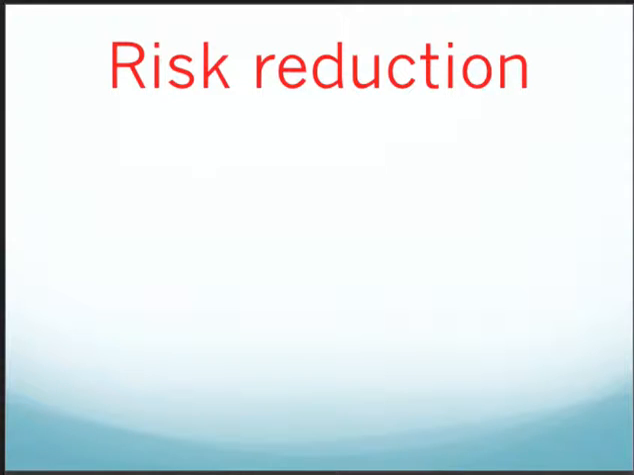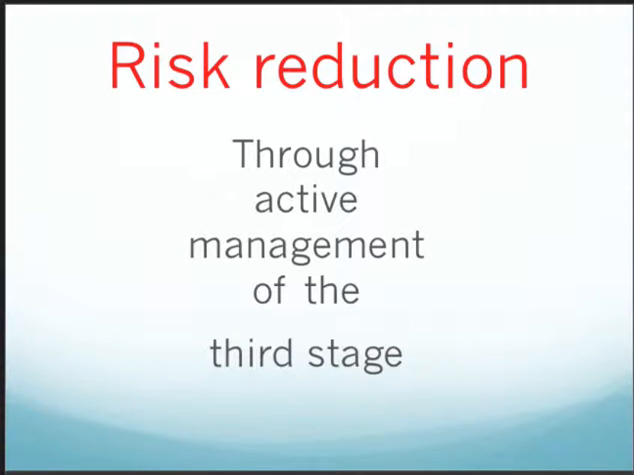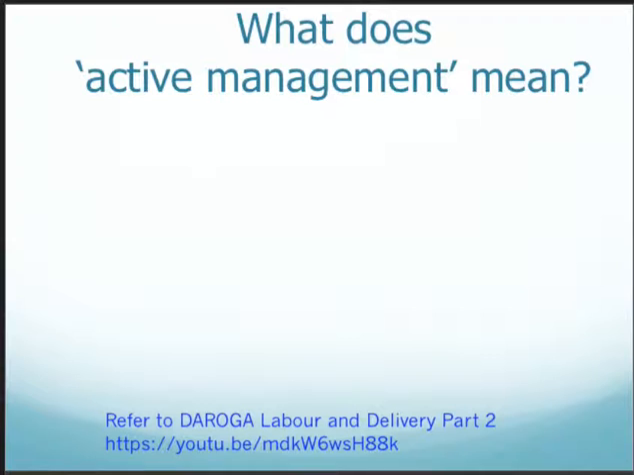What can we do to reduce the risk, the likelihood of a PPH to occur? Sometimes that's described as prevention, but prevention would mean you could completely reduce the risk to 0, and that's not the case. The most important part here is through active management of the 3rd stage of the delivery. I discussed that already somewhat in the labor and delivery video part 2, as you can see here. You can see the direct link.